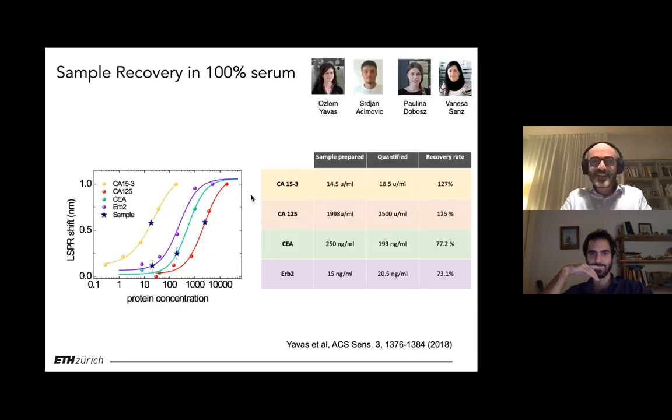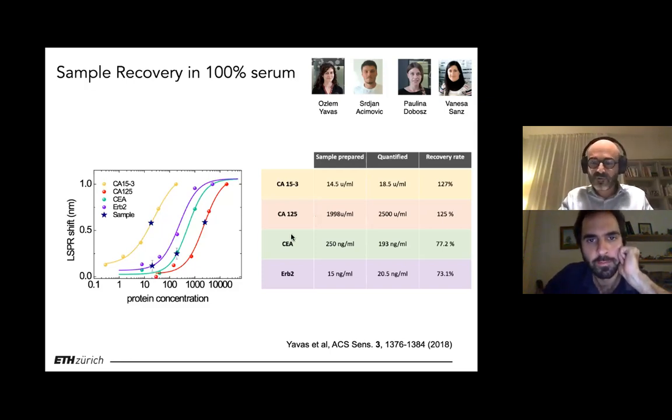So eventually, as I was saying, this chip was used to recover some cancer biomarkers in blood. And these are the markers here. Just to make this long story short, we were able to retrieve, in a blind experiment, the concentration of the different markers with an accuracy of about 25%. So it doesn't sound super accurate. It's actually not so bad. And of course, there's quite some room for improvement here.